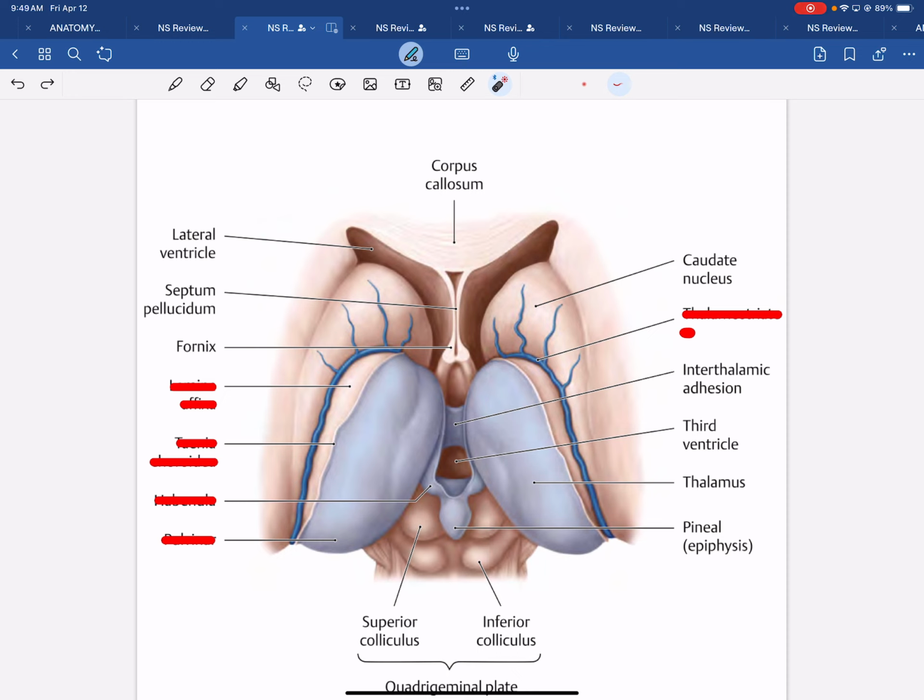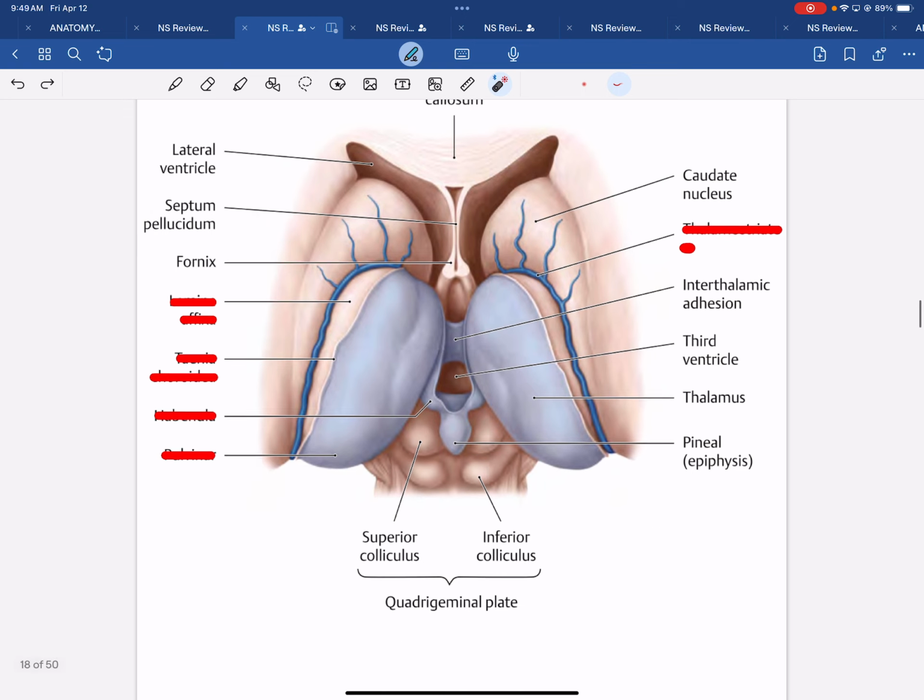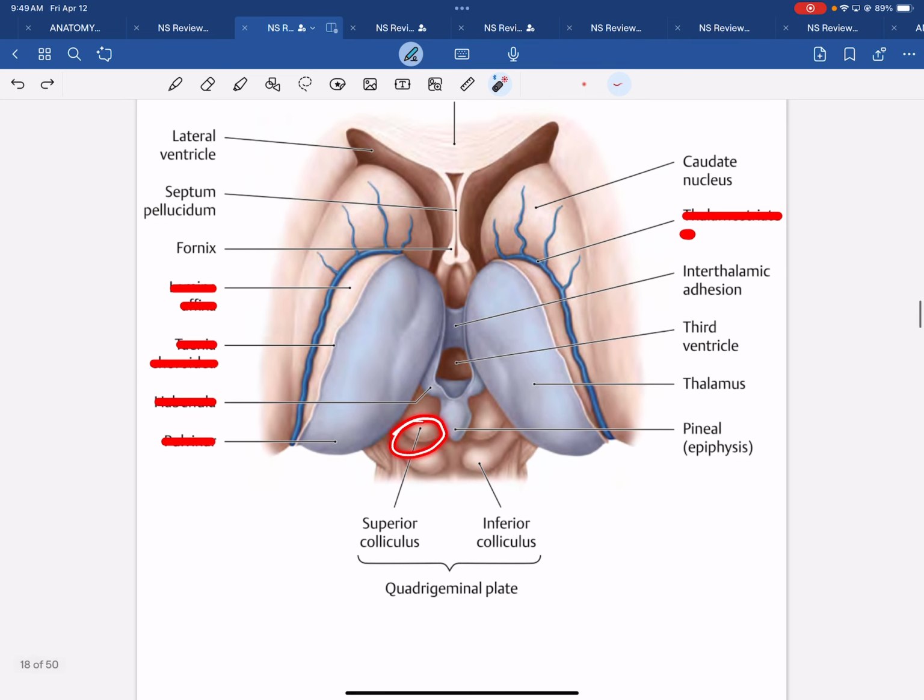Okay, good. Function for superior colliculus. Visual reflex. Good. Produces reflexes due to visual stimuli. What about for the inferior colliculus? Right, so produces reflexes due to auditory stimuli. Good. Okay.